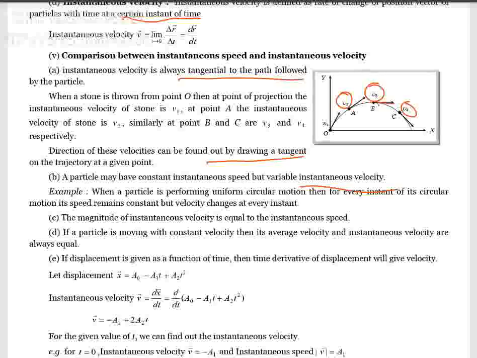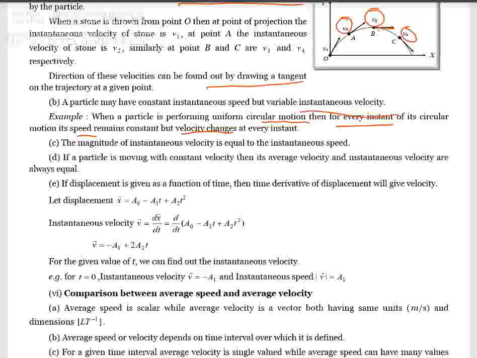Particles may have a constant instantaneous speed but varying instantaneous velocities. For example, when a particle is performing uniform circular motion, at every instant the speed is constant, but at any instant there is a change in direction. Because of this, velocity changes. The magnitude of instantaneous velocity equals the instantaneous speed. If the particle moves with constant velocity, then the average and instantaneous velocities are always equal. If the displacement is given as a function of time, the derivative of the displacement gives us the velocity.